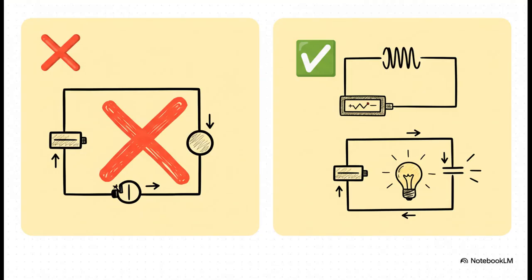Okay, on to trap number 2. And oh, this one is a classic. It's so easy to think that EMF and current are like a package deal, you know? Like if you have one, you must have the other. But that's just not true, and you can bet the examiners know this and love to test you on it.